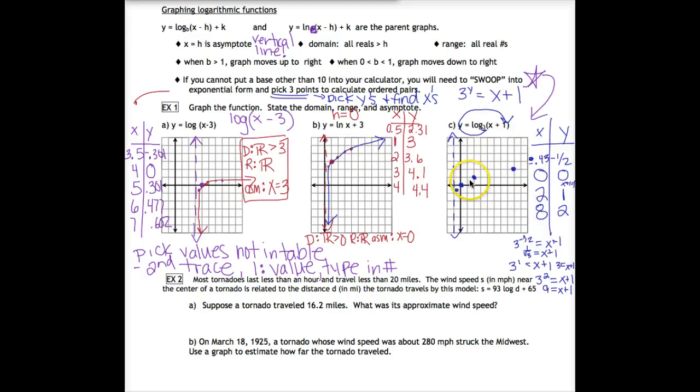Again, when you connect it, please make sure you do so correctly. Don't cross the asymptote, but do draw it going on forever that way. And there we go. So now all we need is the domain, which should be all reals greater than my asymptote, which is negative 1. My range should be all real numbers. And my asymptote, we can see, it's right here, is x equals negative 1.